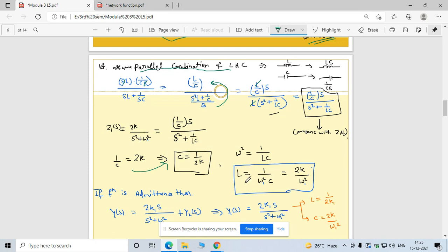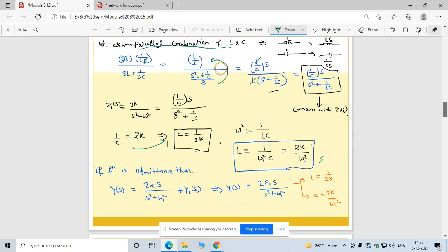So from here you can easily find out your L value. L is nothing but your 1 upon omega square into C, right? So L is nothing but your 2k by omega square. So remember this formula. Now, if the function is admittance, this was for the impedance.